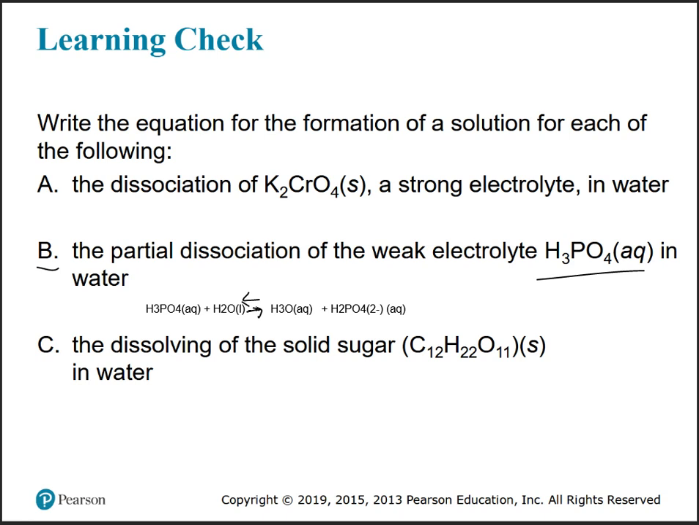So you're going to add that acid to water, and you're going to form hydronium, which is the H3O+, and then you're going to form what's called the conjugate base, which we didn't cover that terminology, but you're going to form something that has a negative charge. When you take away one hydrogen from the phosphoric acid, then you have H2PO4, and it has a charge of 2-.